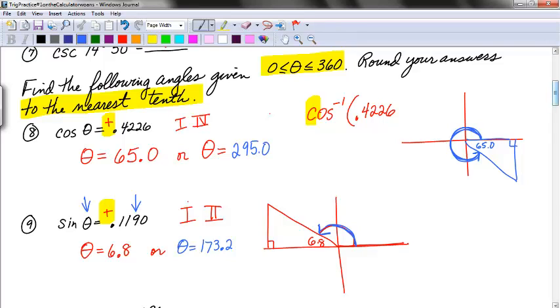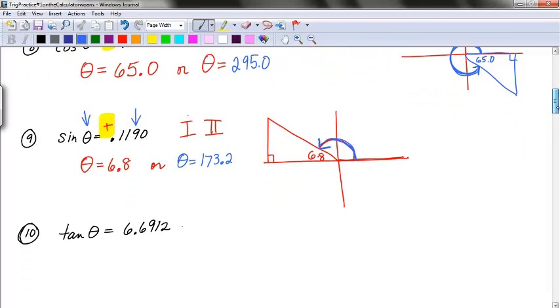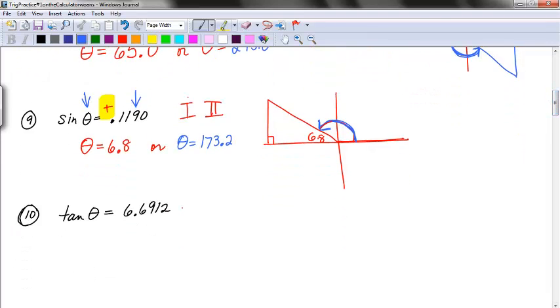Everybody doing okay? Are you caught up to there? Okay, so tangent. Look at the sign, and tangent's positive on this one, so it's positive in which quadrant? 1 and 3. Okay.